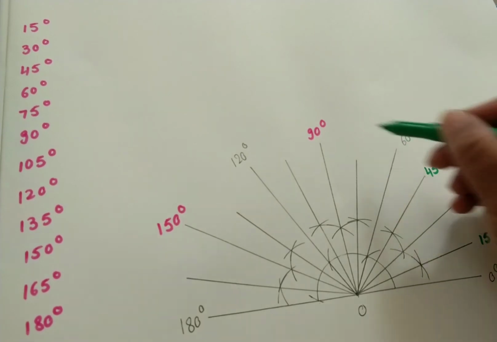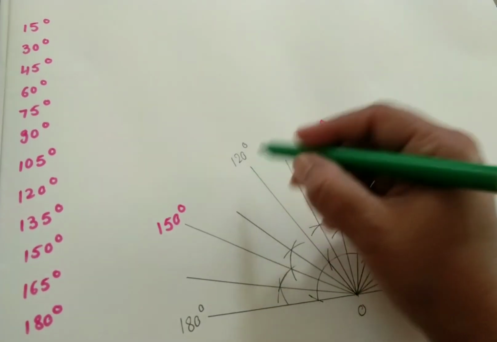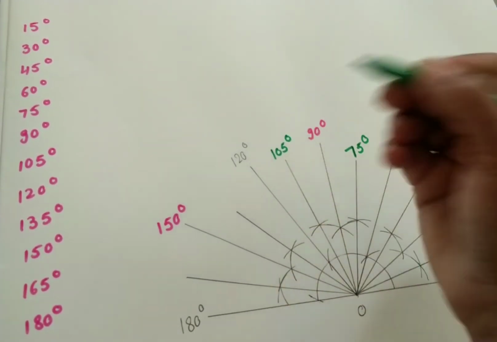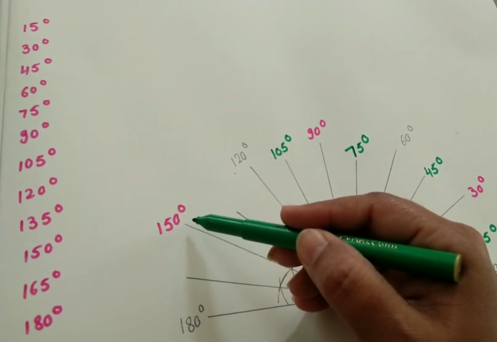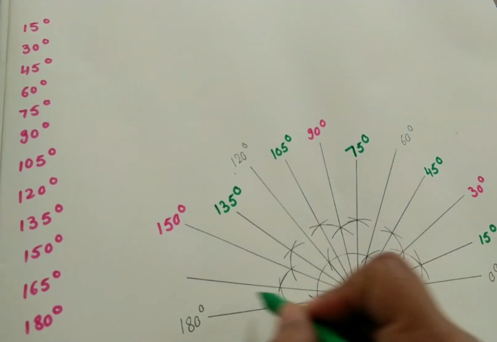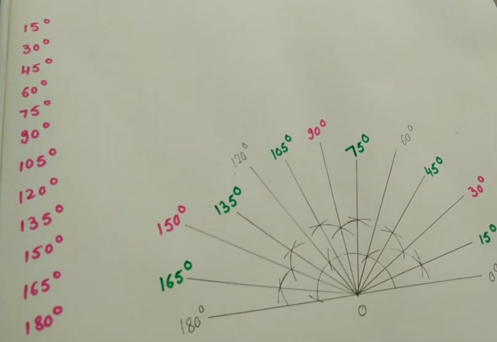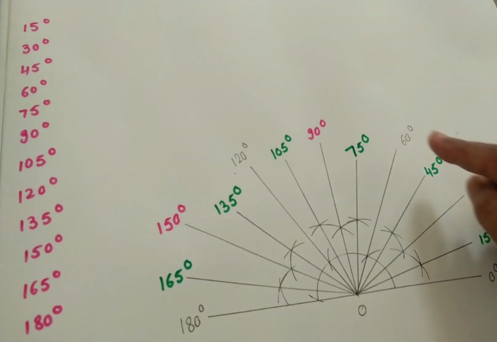Next one is 60 and 90. In between we will get 75 degree. Between 90 and 120 we will get 105 degree. Between 120 and 150 we will get 135 degree. Next one is 165 degree. Look carefully, the difference between two angles is 15 degree. 0 to 15, then 30, next is 45, 60, 75, like this way we will make them till 180 degree.